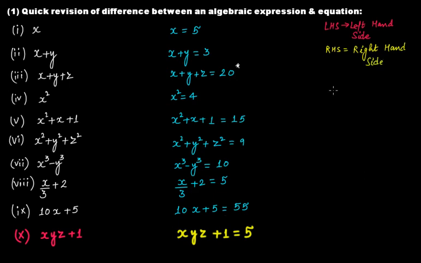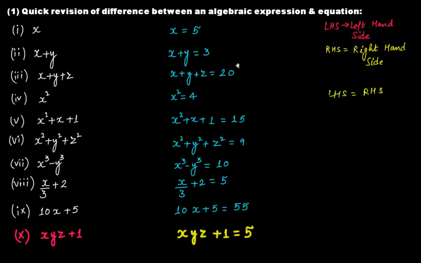So in all of these cases we say that LHS is equal to RHS. LHS is x, LHS is x plus y, LHS is x plus y plus z, and so on, and RHS is 5, 3, 20, and so on and so forth. Okay, so now we have learned the left hand side and the right hand side of an equation. The next question is, what are linear equations?